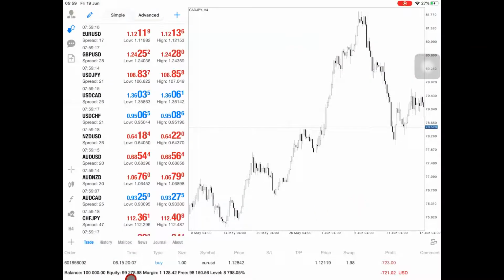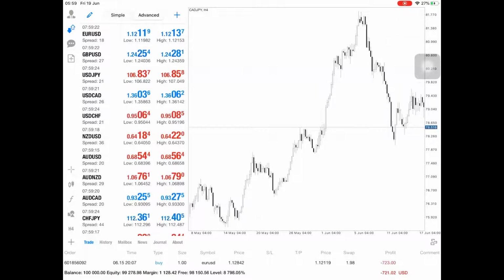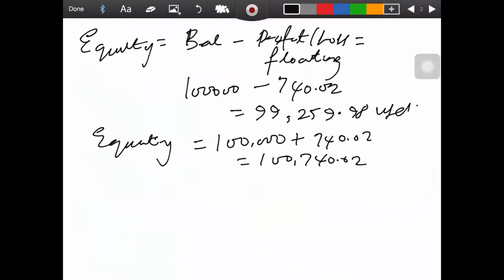Establish what equity is. So margin, what is margin? We've done a video on that, but let me quickly recap. How do we calculate margin? Okay, let's look at the first slide.